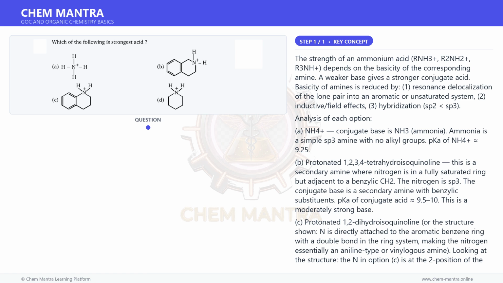A. NH4+, conjugate base is NH3, ammonia. Ammonia is a simple sp3 amine with no alkyl groups. pKa of NH4+ is 9.25.